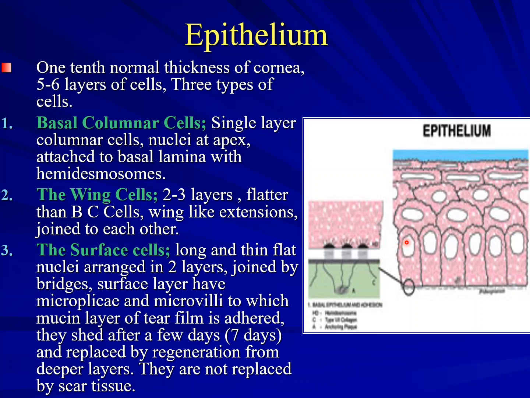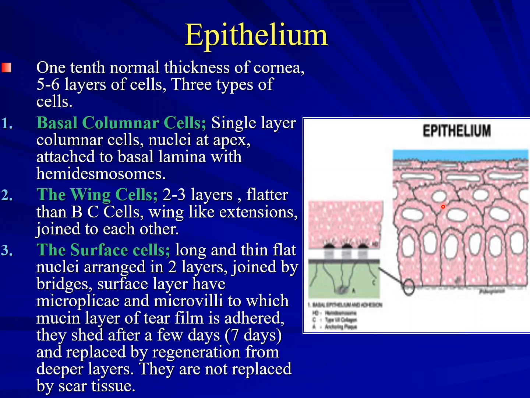The second, middle layer is the wing cell layer, which is 2 to 3 cell layers thick. These cells are flatter than the basal columnar cells and have wing-like extensions joined to each other.